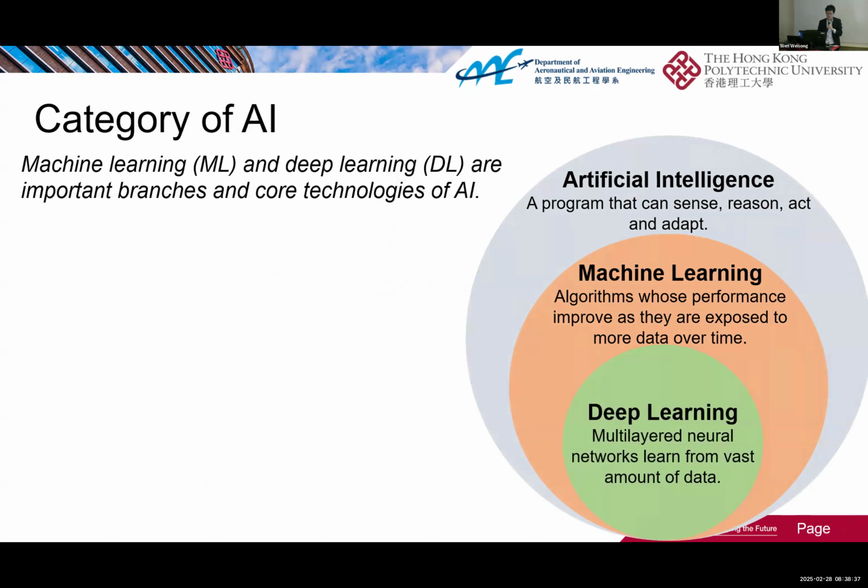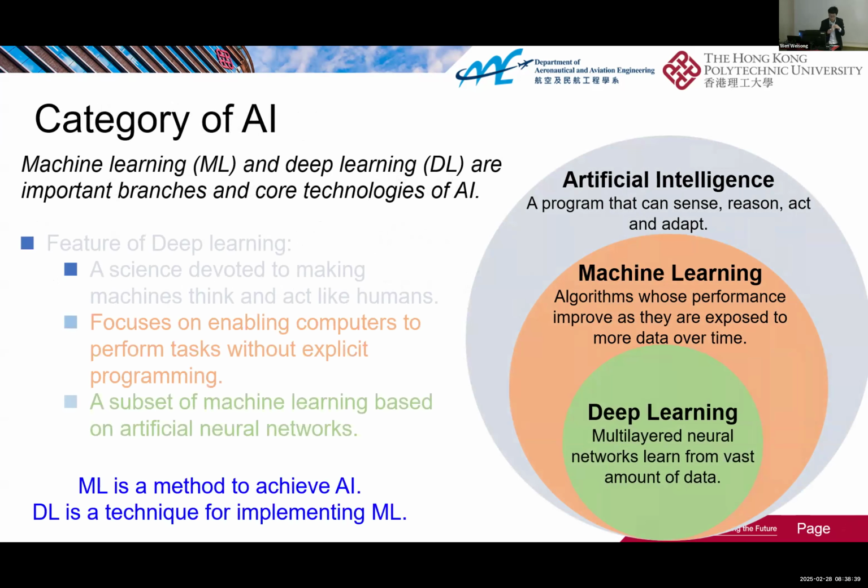In terms of classification, this is the figure we provided at the very beginning of this course. Generally, artificial intelligence is on top. There is a program that can sense, reason, act, and adapt.